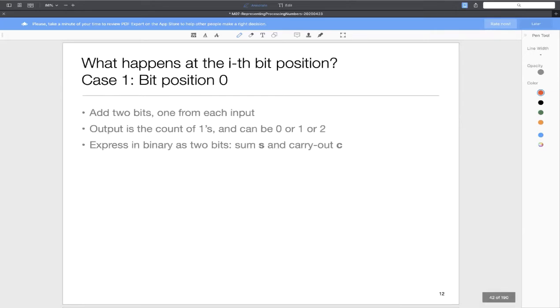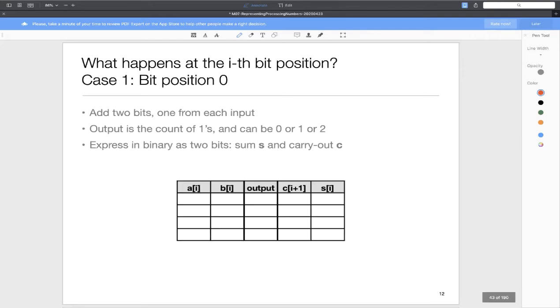Okay, so now let's see how we can do this addition in digital logic. Firstly, we can see bit position 0 is different than all the other bit positions, right? In bit position 0, we only add 2 things. In other bit positions, I have to add 3 things: the carry coming in from the previous location, as well as the 2 bits that I have. So at bit position 0, we are adding 2 bits, one from each one of the inputs. Output is essentially how many ones we have, and it could be 0 or 1 or 2. So I need 2 bits, S and C.